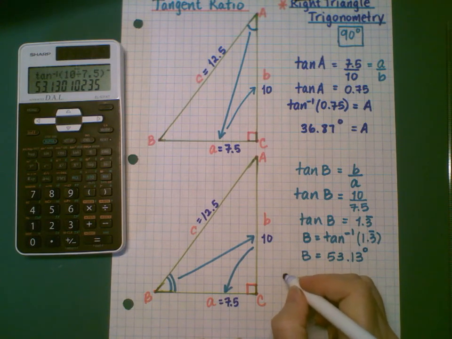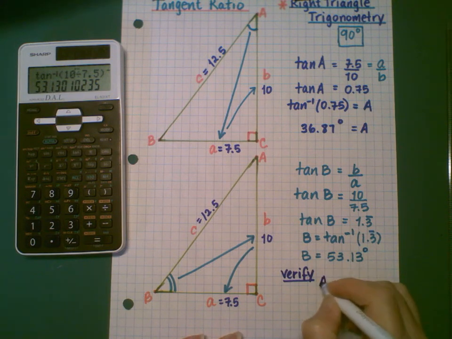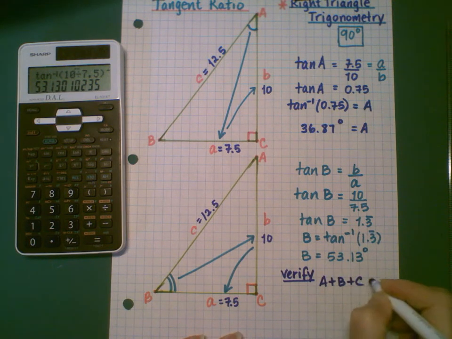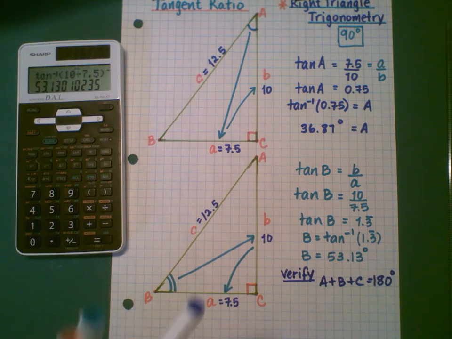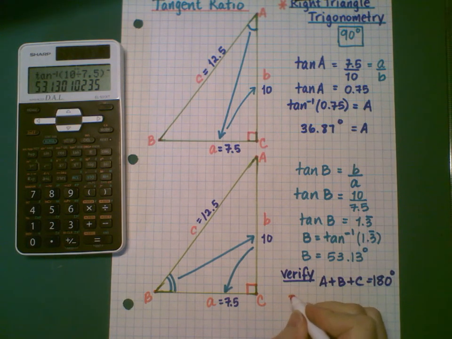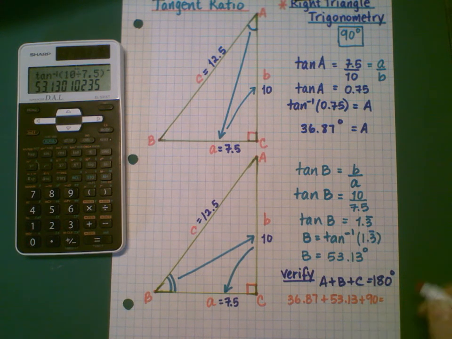So if I want to do a quick verification, all three angles should add up to 180 degrees. If they don't, then I've done something wrong. So my angle measures were A is 36.87, B is 53.13, and C was a 90-degree angle. And when I add all three of those together, sure enough, it does equal 180.